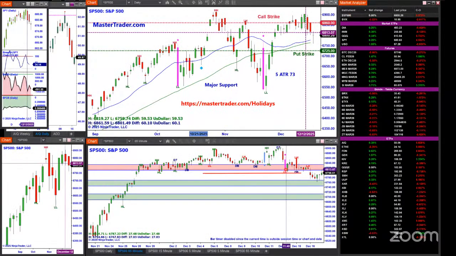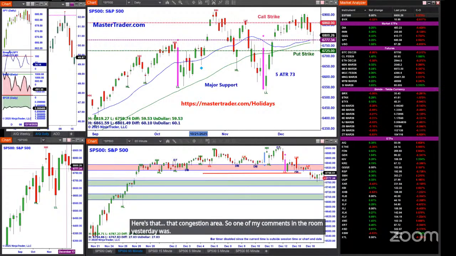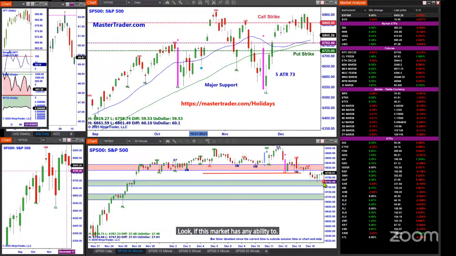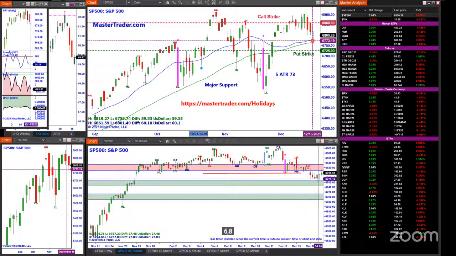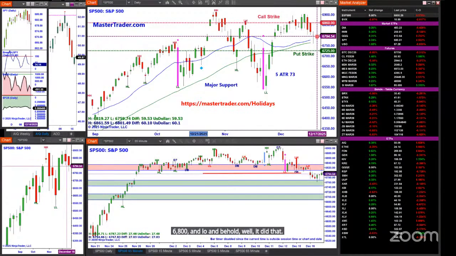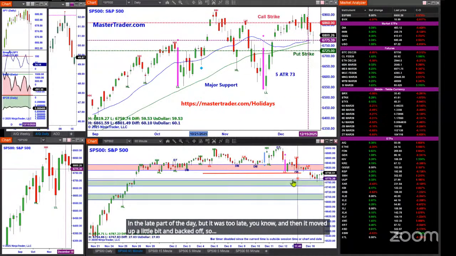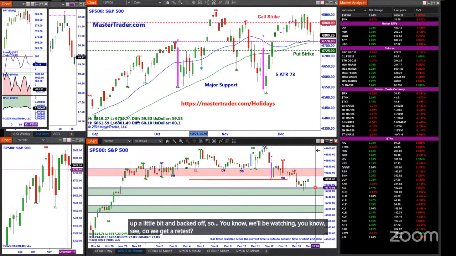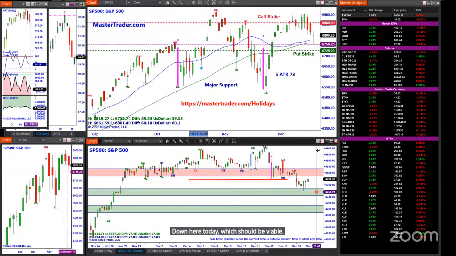And so with SPX, here's that congestion area. So one of my comments in the room yesterday was, look, if this market has any ability to go higher, it needs to regain 6,800. And lo and behold, well, it did that in the late part of the day, but it was too late, and then it moved up a little bit and backed off. So, we'll be watching, see, do we get a retest down here today, which should be viable. Maybe it makes a lower low.